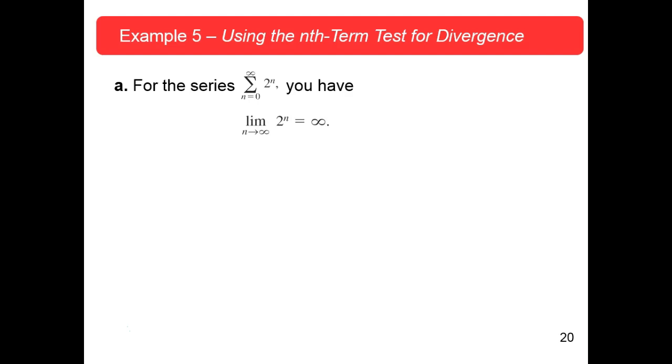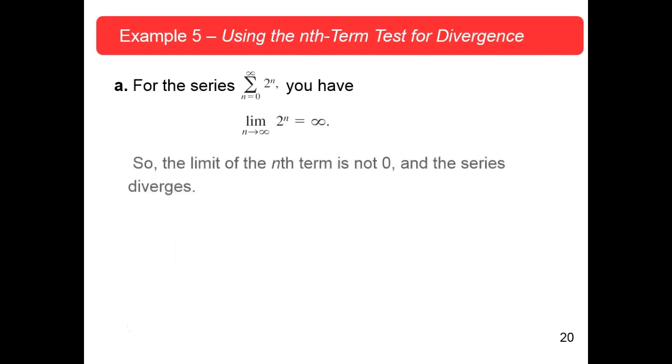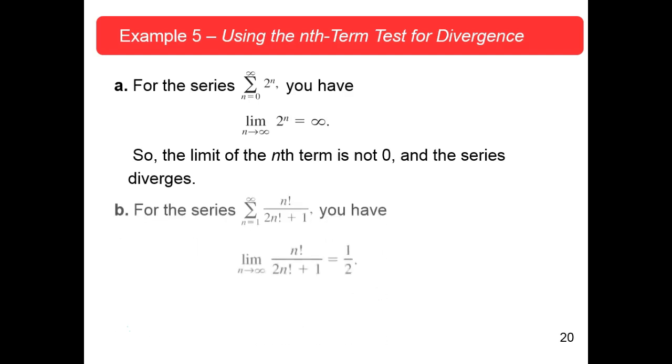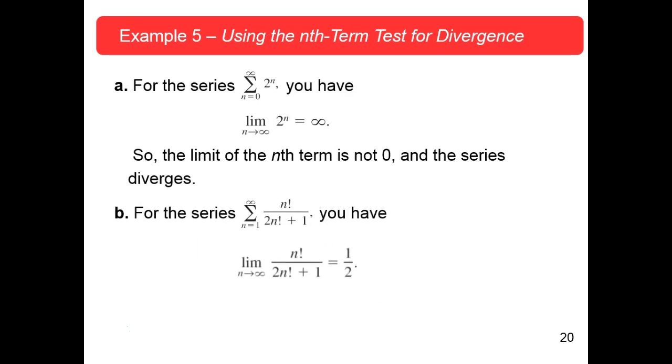That would just be 1 plus 2 plus 4 plus 8 plus 16 plus 32. That's blowing up incredibly fast. So, of course, that is going to diverge big time. So the limit of the nth term is not 0. The series diverges incredibly fast. Okay? Now, how about this one?